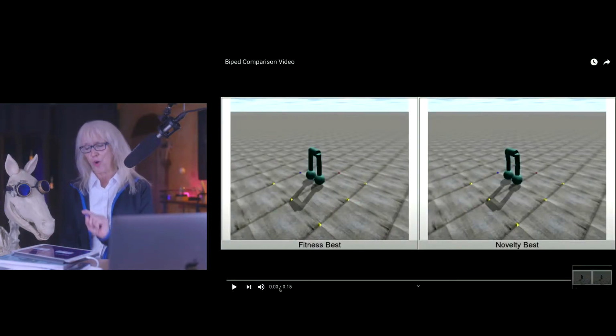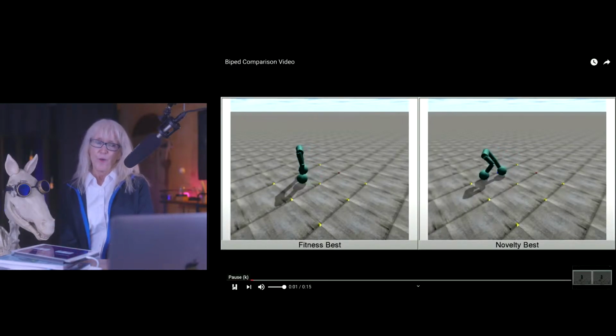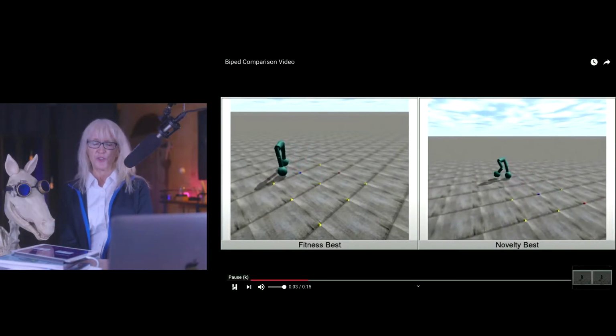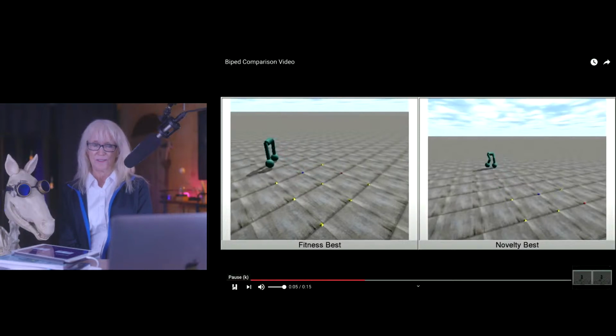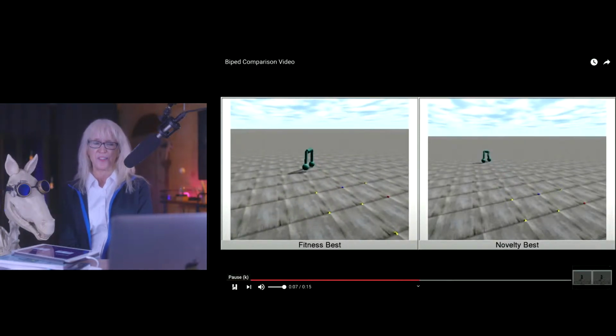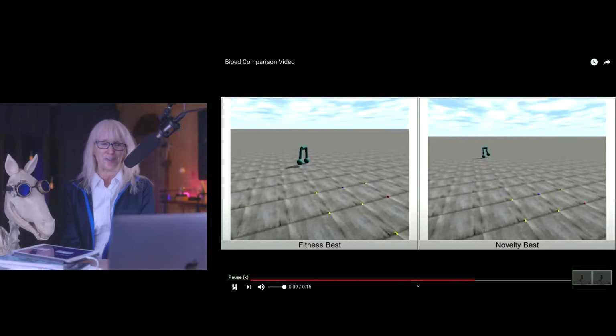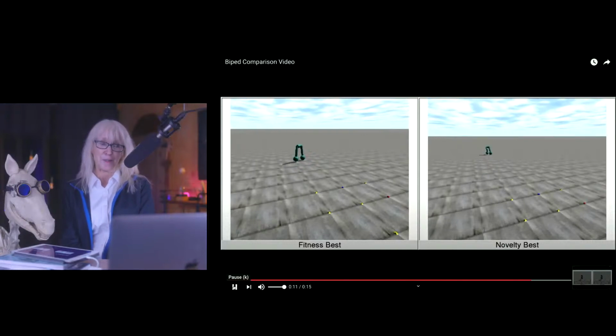I'm going to show you this video. Hopefully, with my bandwidth, you'll be able to see it. This is from the early work that Kenneth O. Stanley and Joel Lehman did with this very simple simulated robot walker. So I'm going to show it to you, and then I'll explain what was actually happening. So look at these two robots and think about which one looks more robust and which one looks more fragile to you, just in how they move.